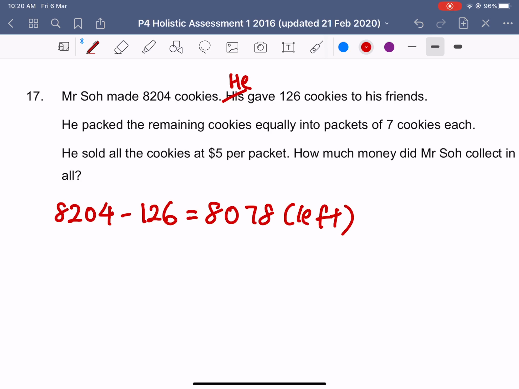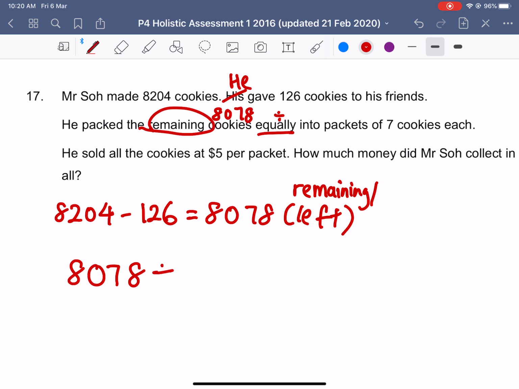Now, another word for left would be remaining. So let's continue the story. He packed this remaining. Do we know how much is the remaining? 8,078. He packed these 8,078 cookies equally into 7 cookies each. This reminds me of division, right? You pack equally means you divide. So let's find out how many packets he's able to make if he packs into groups of 7. All right, with division, I get this.